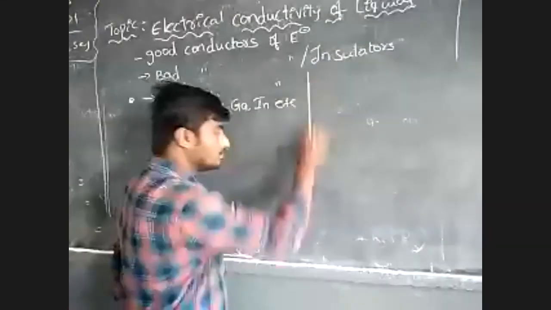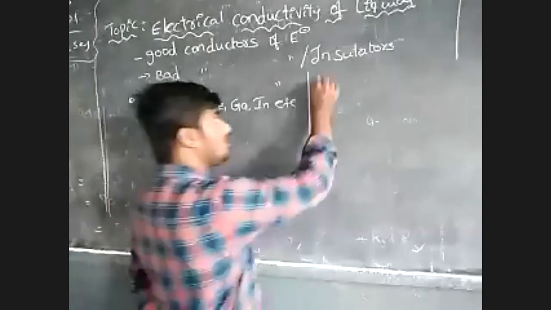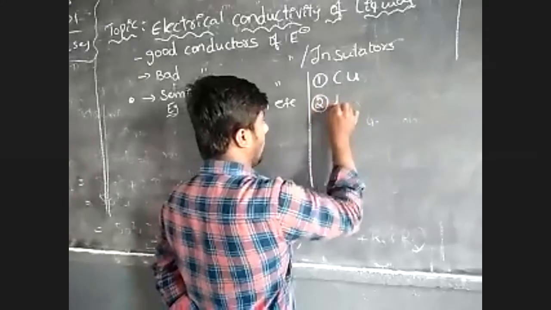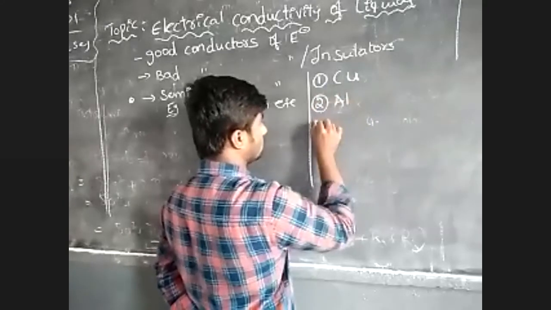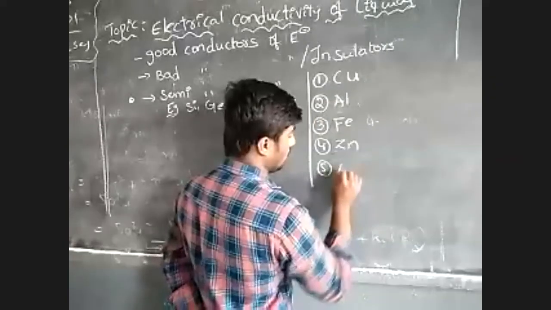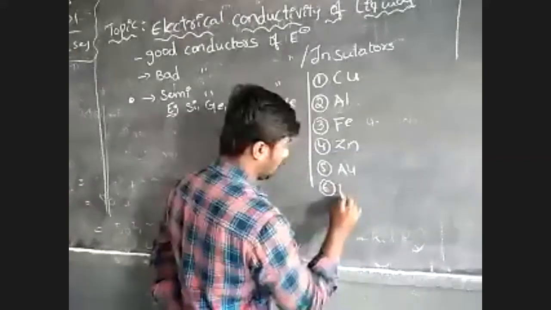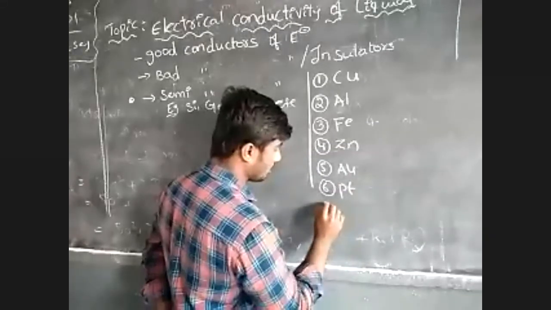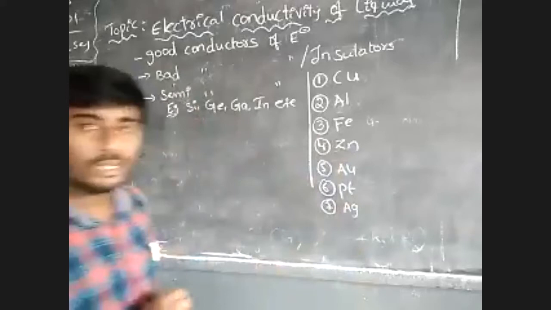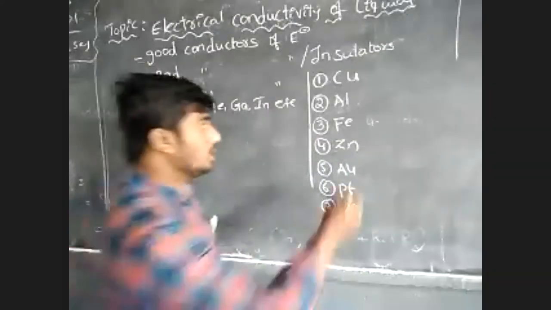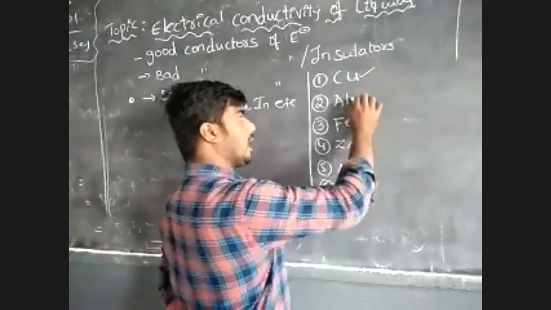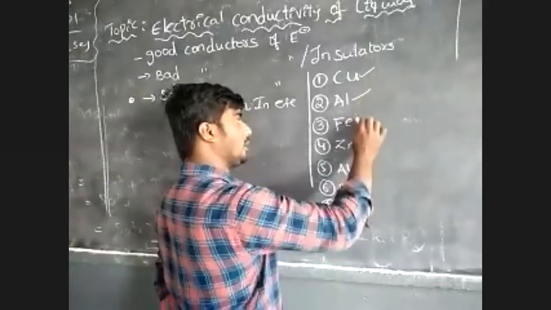In our last class, we learned about metals and non-metals. Some metals are copper, aluminum, iron, platinum, silver. Here I wrote 7 metals. In the last class, we learned copper is a metal, aluminum is a metal, iron is a metal, and zinc is a metal.